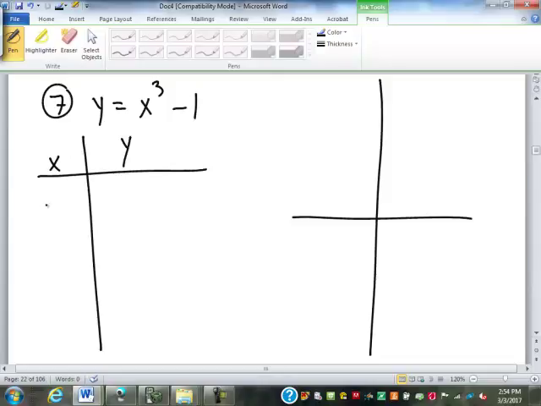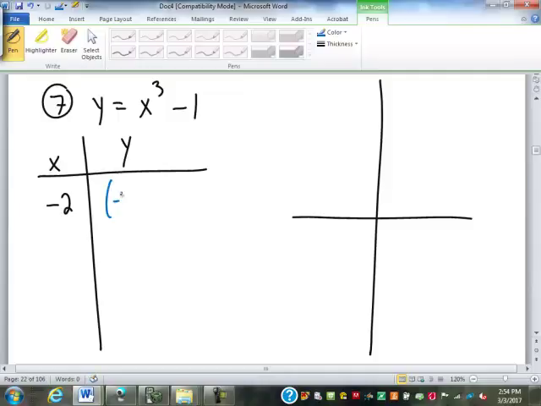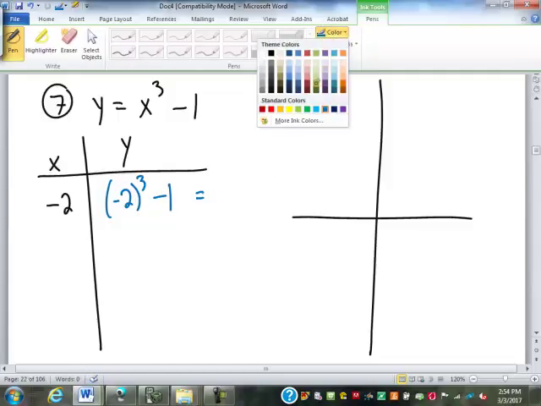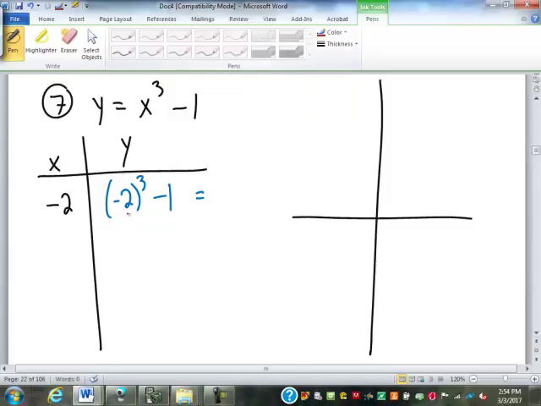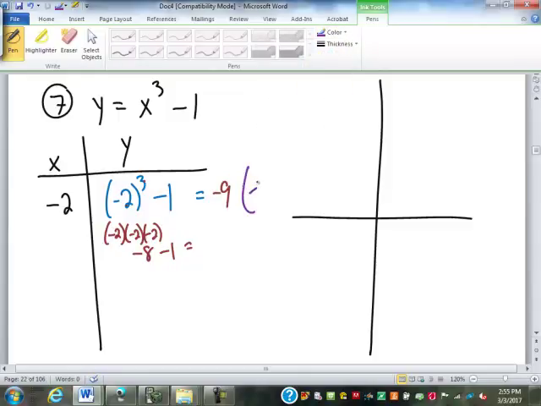Okay. So we got x is negative 2 is what we're starting off with. If x is negative 2, y is negative 2 to the third power minus 1. What's that come out to be? Careful. Negative 2 to the third power, remember, is negative 2 times negative 2 times negative 2, right? That ends up being negative 8 minus 1 is negative 9. You had the right idea there. So that gives us the ordered pair, x is negative 2, y is negative 9.